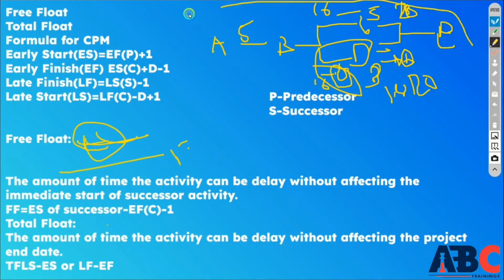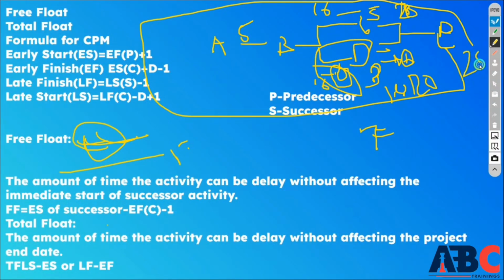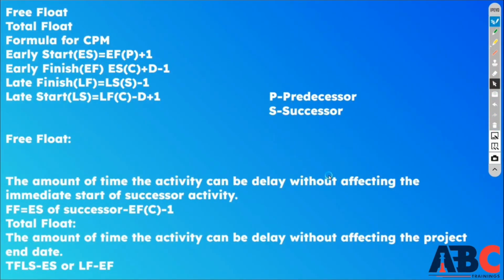And total float means the total amount of time you can change or delay any activity without affecting the end date of the project. In free float, it will not affect the successor activity, but in total float, it will not affect the end date. Suppose my project will end on the 25th, but you can change the activities in between. So this is called total float. Now let's understand it with an example. We will also see the formulas and how they affect your project.